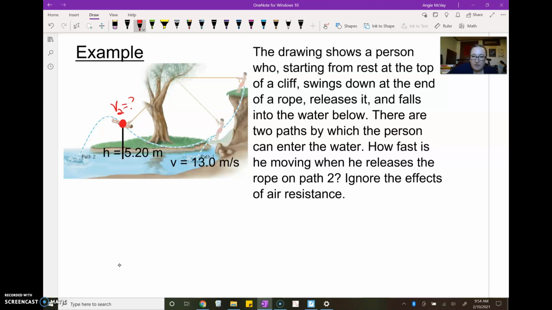Oh, the other thing, we don't know the height of the cliff, right? We don't know an awful lot. We know that at the top of the cliff, we can assume that this person is starting from rest when they step off of the cliff and swing down. What we do know is when the person lands in the water, if they release and follow our path 1 here, they have a speed of 13 meters per second.